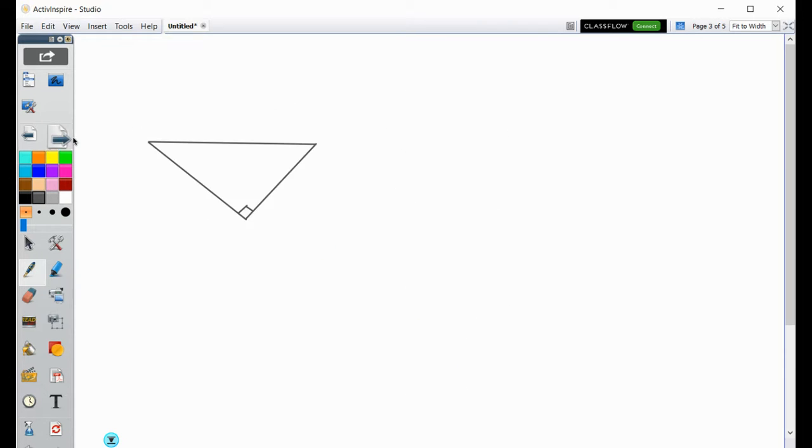Okay, so there's one example. Let's do another example. This time, instead of having the x be the hypotenuse, let's put 11. And I'm going to put 9 right here. And let's put the x as one of the legs. Okay, so I know the hypotenuse is the 11 because it's opposite the right angle. And so I'm going to just plug it straight in here. The x squared plus 9 squared.